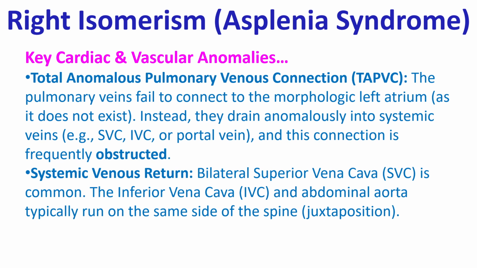The pulmonary veins fail to connect to the morphologic left atrium as it does not exist. Instead, they drain anomalously into systemic veins like the superior vena cava, inferior vena cava or portal vein, and this connection is frequently obstructed. Systemic venous return: bilateral superior vena cava is common. The inferior vena cava and abdominal aorta typically run on the same side of the spine, juxtaposition.